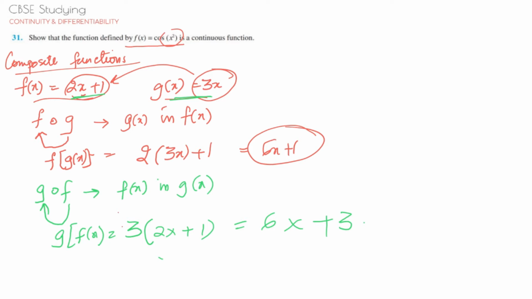So whatever is after the 'of', you will substitute it in the first function. If I say f of g, you will substitute g in f. If I say g of f, you will substitute f in function g. I know it sounds a little bit confusing when I play with the words like that, but it's okay. When you solve, you're going to totally understand it.